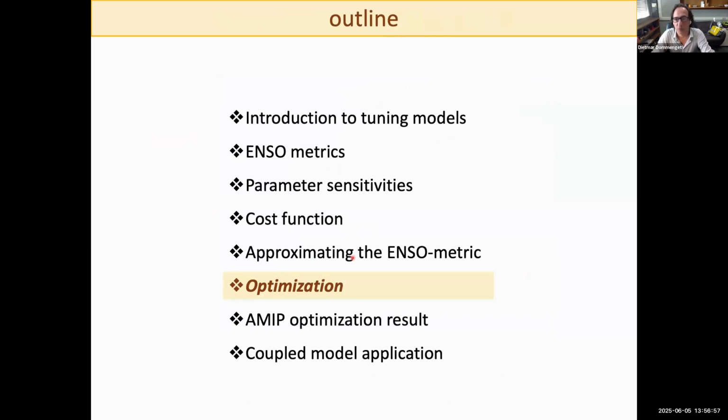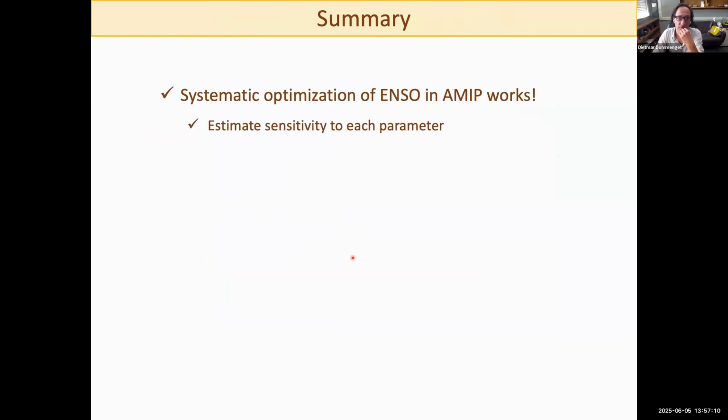So that was all of what I want to present. Still a minute left, so just a summary. Our approach works in the AMAP run. Not perfect, but it does work. There we can estimate the sensitivities to each of these parameters. We can actually approximate what would happen to these parameters by a linear superposition. It doesn't work perfectly, but it actually works a little bit, which is surprising, I think.